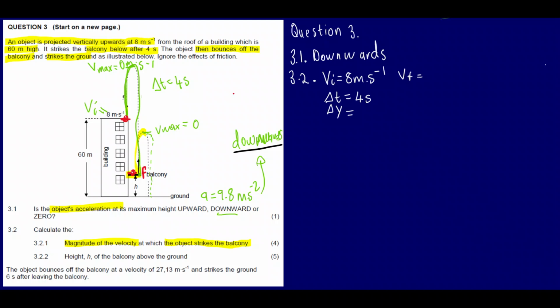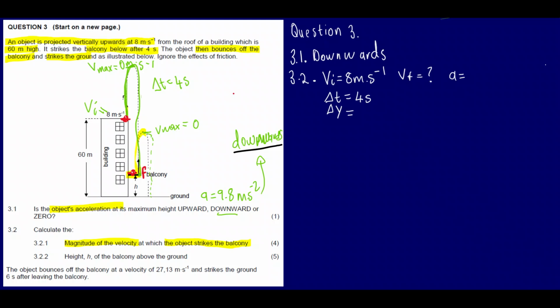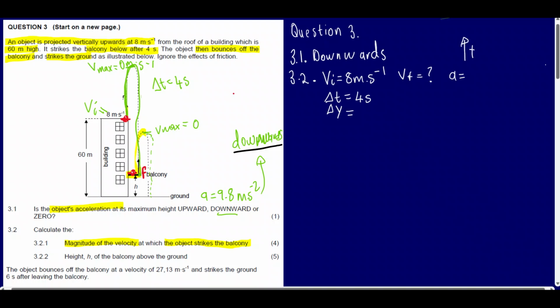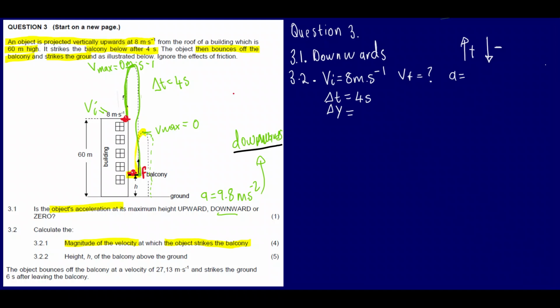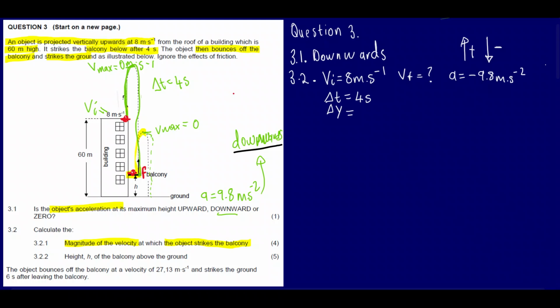Because we have the time, we can simply make use of the information that we have. The final velocity here we don't know, but the acceleration we do know. If we decide to take upward as positive and downwards as negative, your initial velocity is going to be positive, since it's going up. The delta t is just 4 seconds, and the acceleration, since it's going downwards, is going to be negative 9.8 meters per second squared.